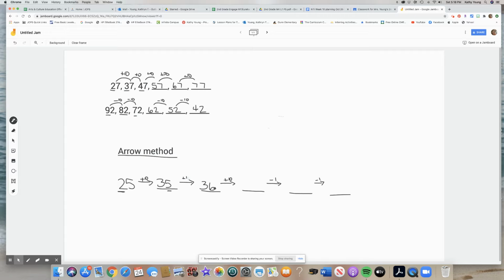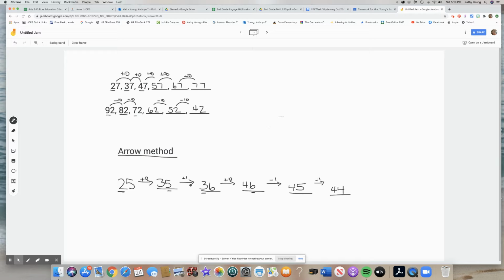Now I'm going to add 10. So now the tens place is going to change. 3 plus 1 is 4, and the 6 remains the same. 46 minus 1. So the ones place is going to be what changes. 6 minus 1 is 5, and the 40 stays the same. And then 45 minus 1 would be 44.